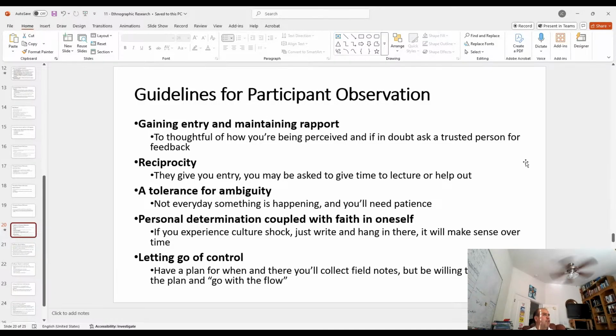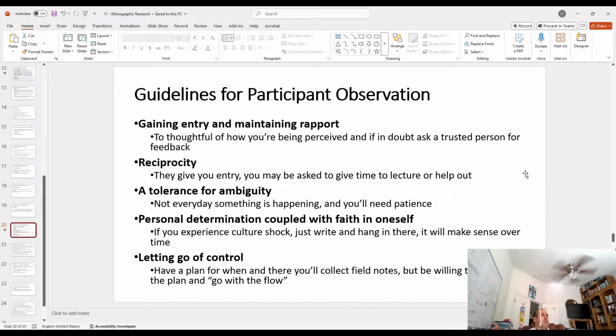Okay. And there's also a tolerance for ambiguity. Not every day is the same thing. Not every day something's happening. You're going to need some patience, and you just need to be patient. If something's going to happen, you just have to be patient.